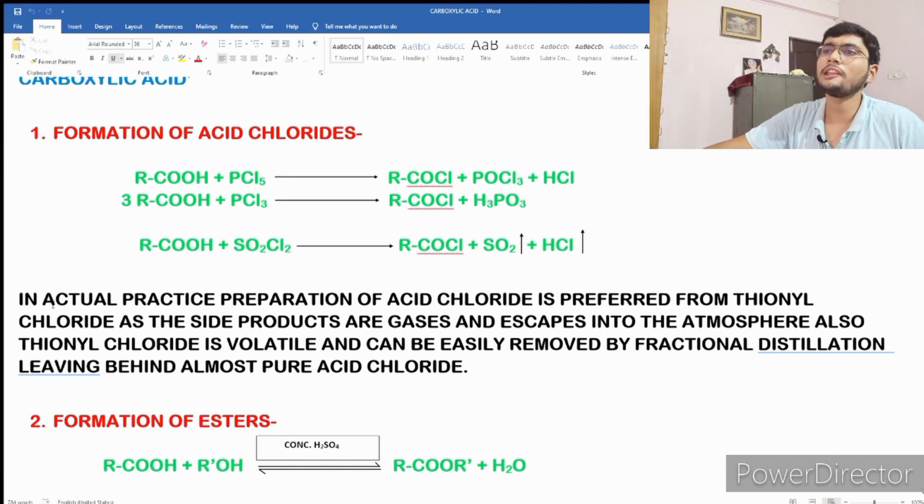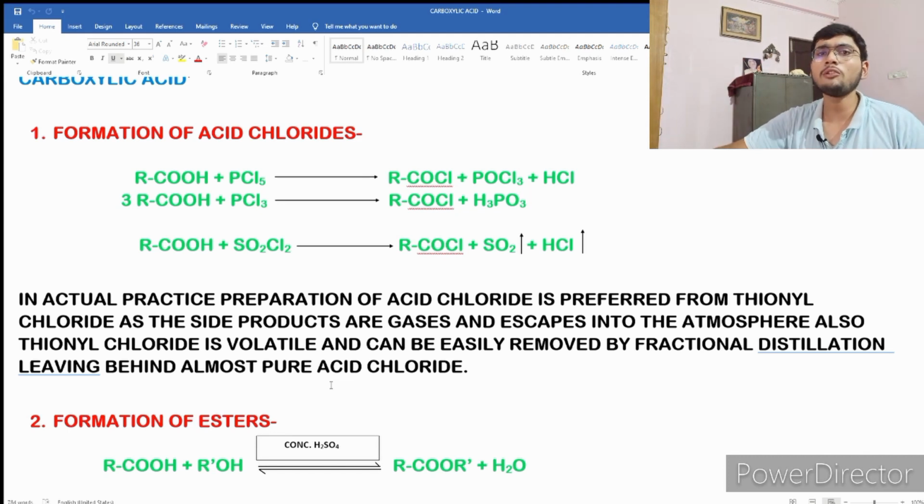Let me also read that in actual practice, preparation of acid chloride is preferred from thionyl chloride as the side products are gases and escape into the atmosphere. Also, thionyl chloride is volatile and can be easily removed by fractional distillation, leaving behind almost pure acid chloride. In other cases we do not get such pure acid chloride as in the thionyl chloride reaction. So that's why the thionyl chloride method is preferred over PCl3 and PCl5.